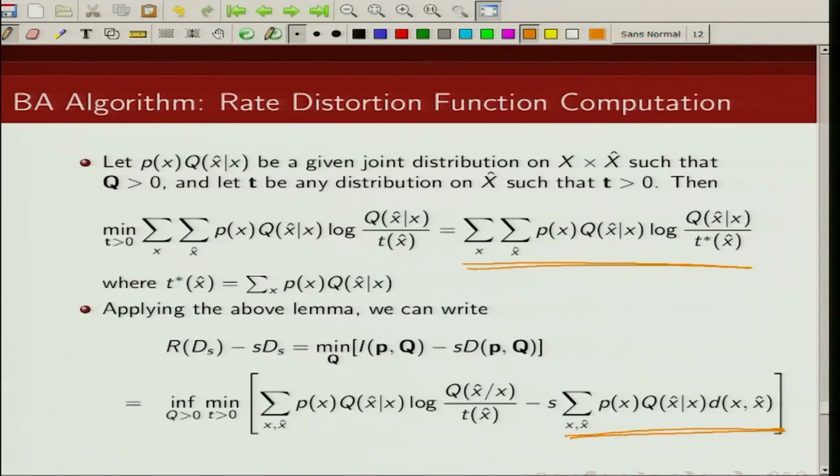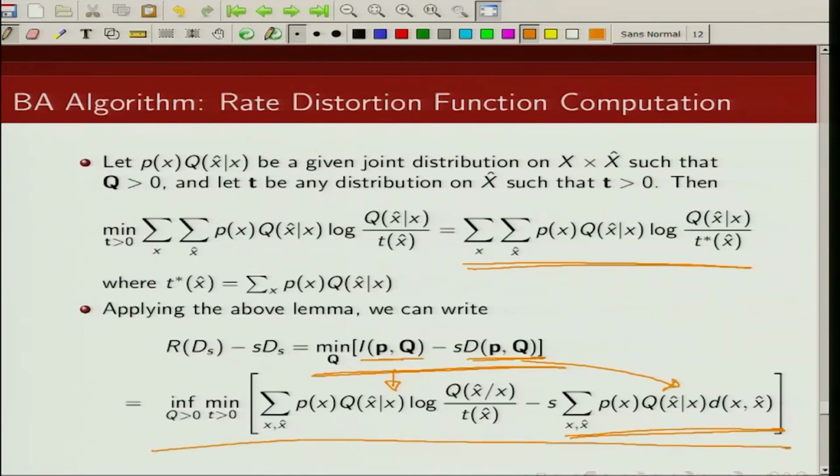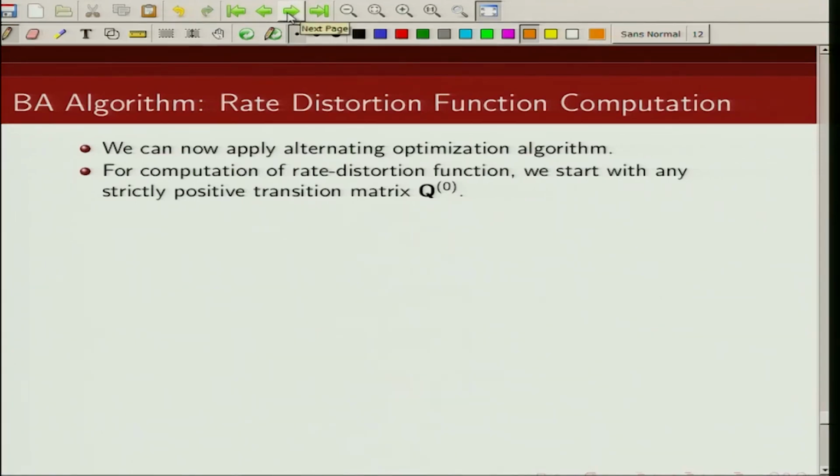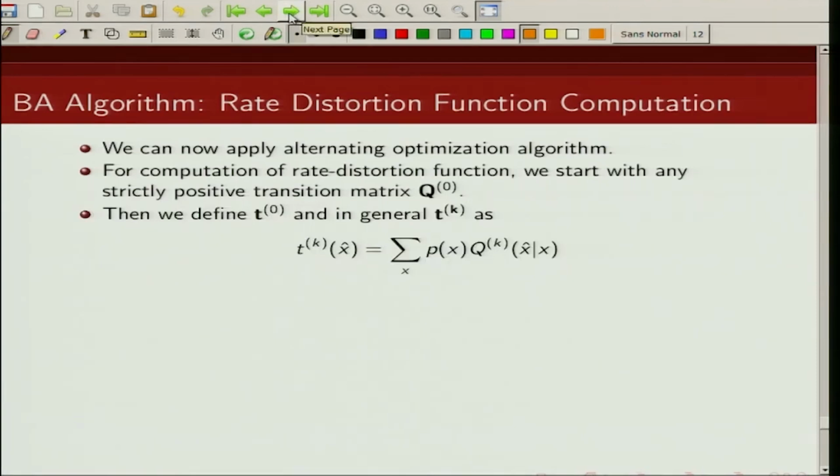So if this is my mutual information and this is my distortion, then R(D_s) minus s D_s is nothing but minimizing this over all Q. Now this mutual information is given by this, and the distortion is given by this term. So I can write R(D_s) minus s D_s as basically this term. Now we are going to use the alternating minimization algorithm to compute this. So we start with a strictly positive matrix Q of 0. The next step is we need to find T at iteration index k, and this is given by this.